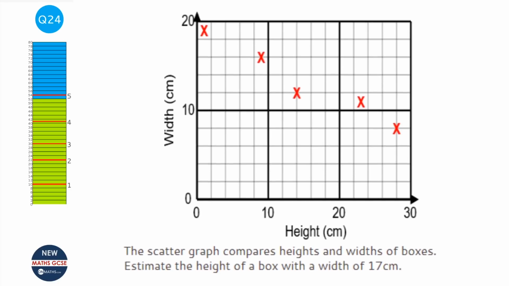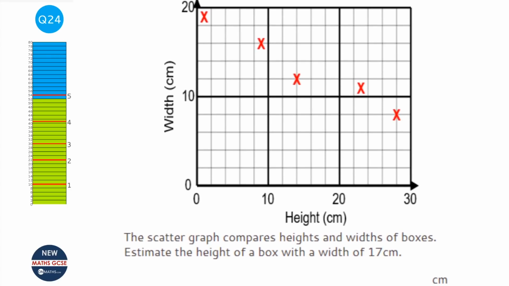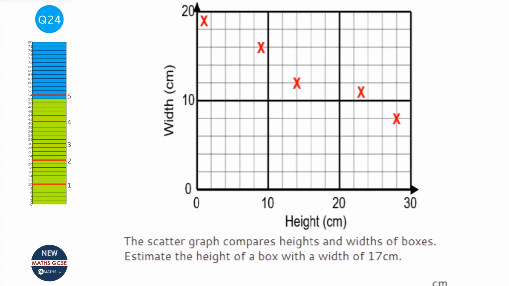Okay, so whenever we're asked to estimate with a scatter graph, we're always going to start off by drawing a line of best fit. So I'm going to draw my line of best fit, and yours might be different to mine, and that's absolutely fine. Now it's asking us to estimate the height, and it's giving us the width. And that's really important because the width is up the side. So a common mistake would be to read 17 from the bottom, but the height is at the bottom.